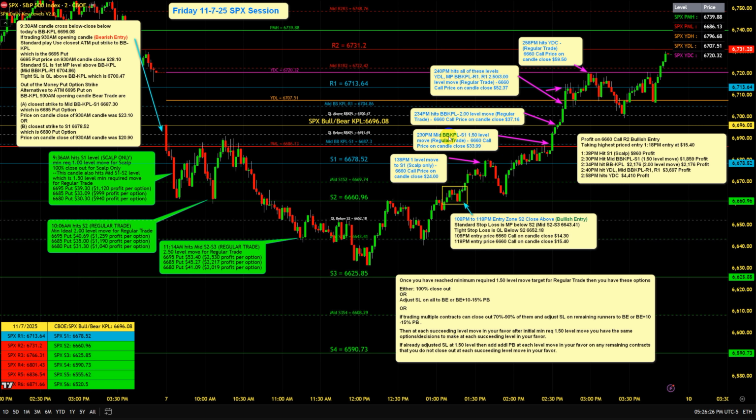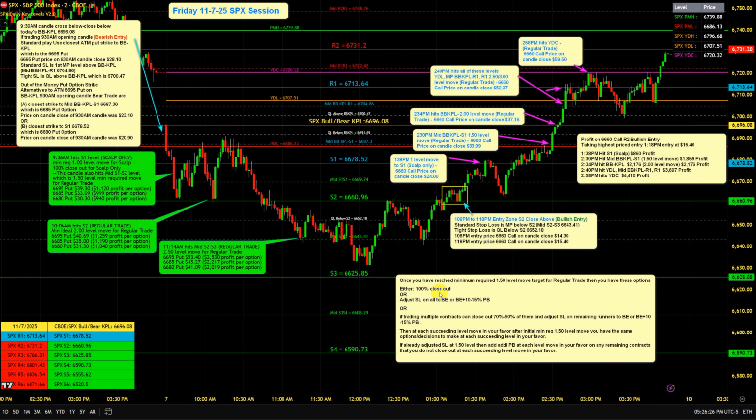Here at 2:30 p.m., it hits the mid BB-KPL S1 level. So that is a 1.50 level move from the level we took the trade from, S2, to this level. That is the regular trade. That is the minimum required 1.50 level move for a regular trade.